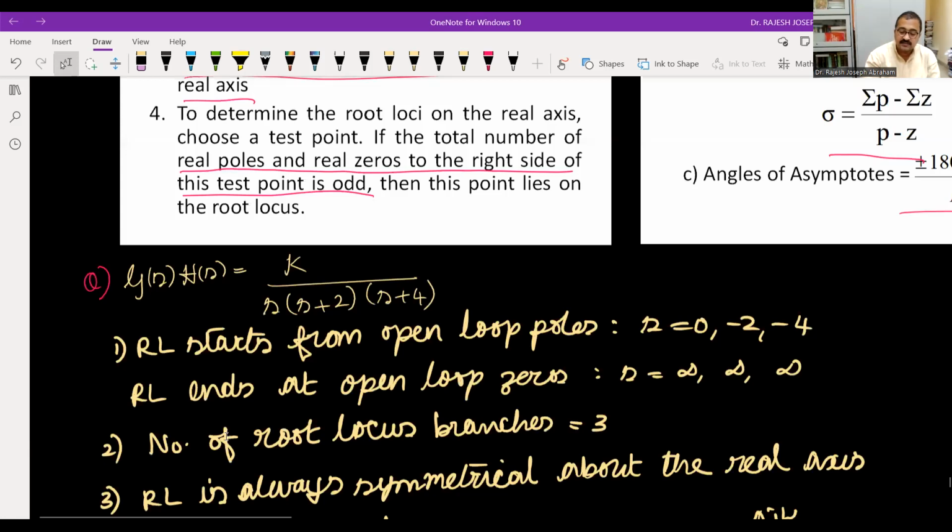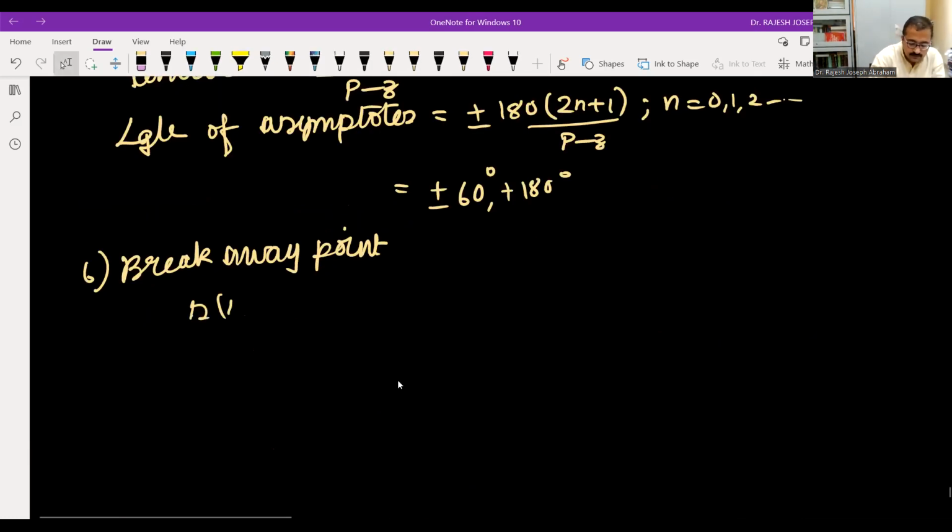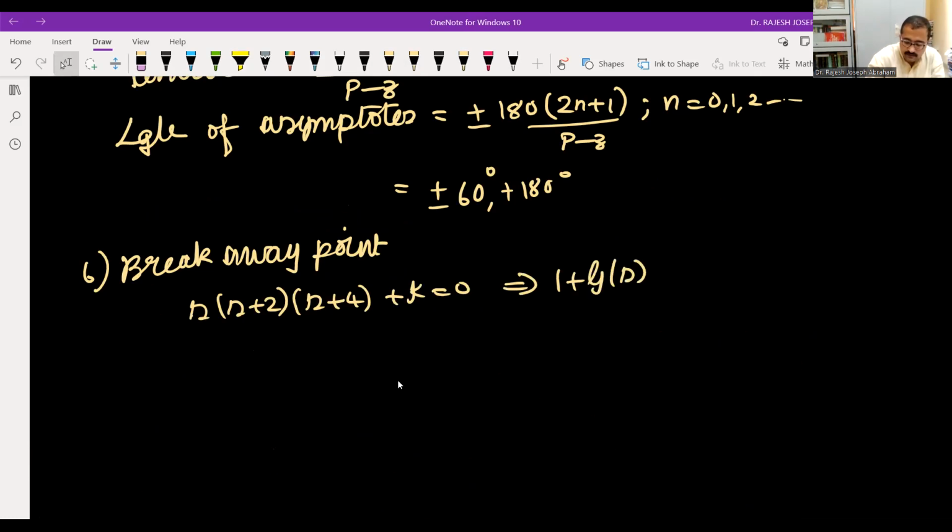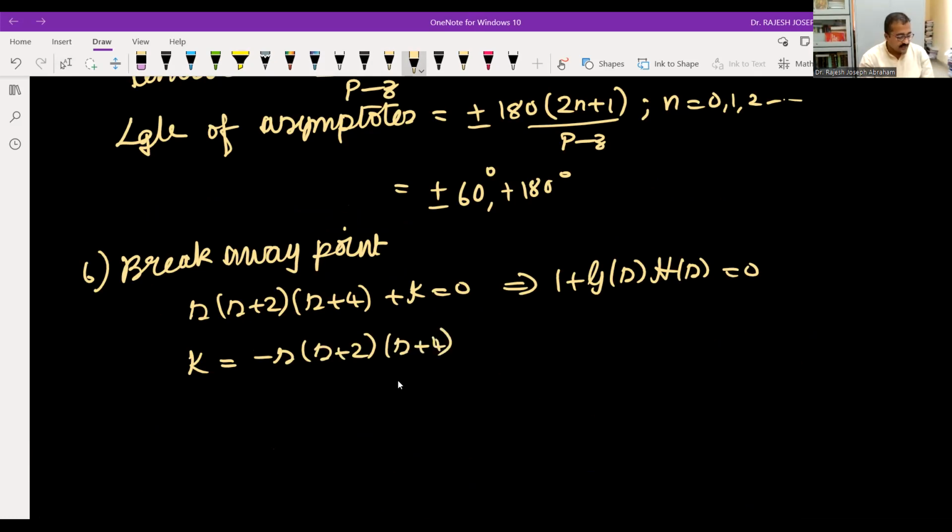What is the characteristic equation? 1 plus G(s)H(s) equal to 0 is the characteristic equation. If you do that, you will get s into (s plus 2) into (s plus 4) plus k equal to 0. So what is k from this? K is minus s into (s plus 2) into (s plus 4), that turns out to be minus s cube minus 6s square minus 8s.